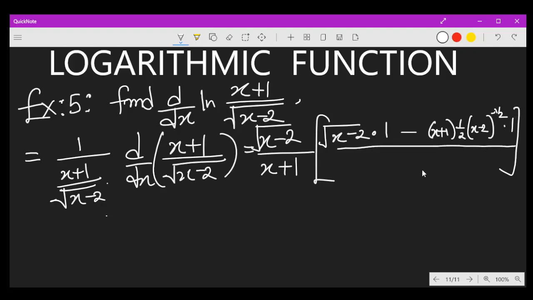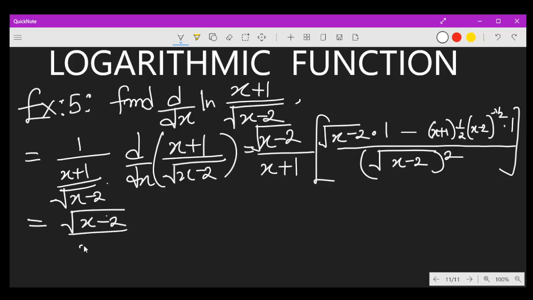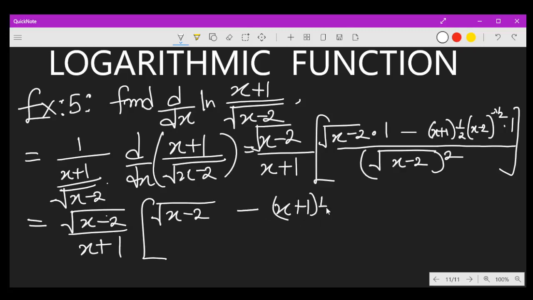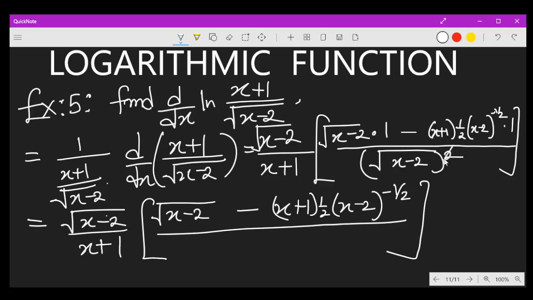divided by v squared, that's root x minus 2 all squared. So therefore it will be equal to root x minus 2 over x plus 1, bracket open. By the time you multiply this, we have the square root of x minus 2 minus x plus 1, so write the same thing onto x minus 2 all raised to power minus half, over. So these two cancel, so we have x minus 2.